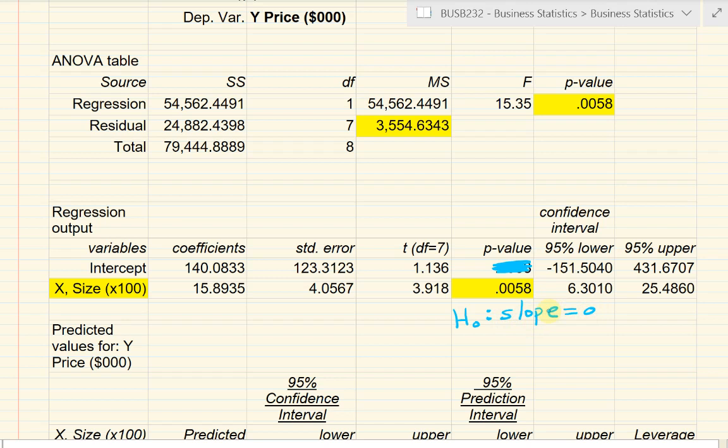Okay, and 0.0058 is very small. You're going to reject the null. So the alternative here, what does that say? Slope is different from 0.